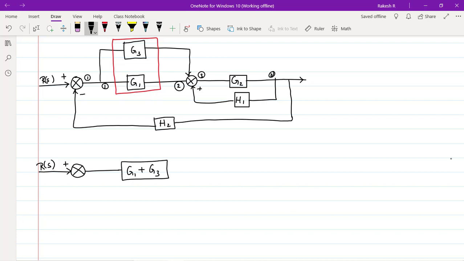These two blocks are now in parallel. Right. And we have the summing point 2 here. Then we have G2 here. And the output C of S. Right. This is now what we have. This is the feedback loop, that is H1.